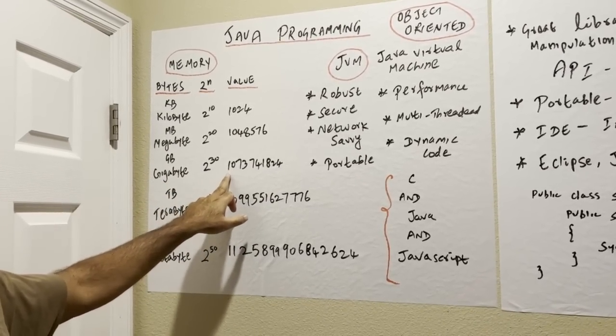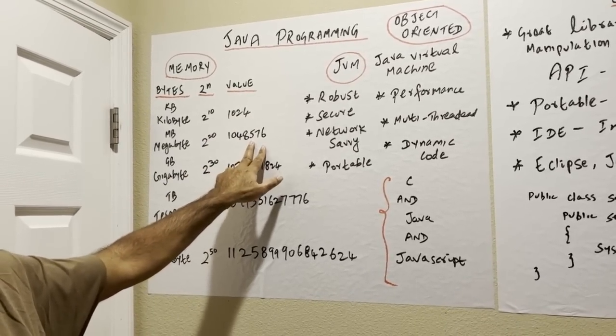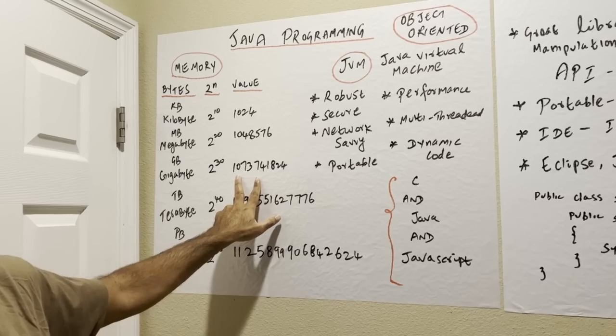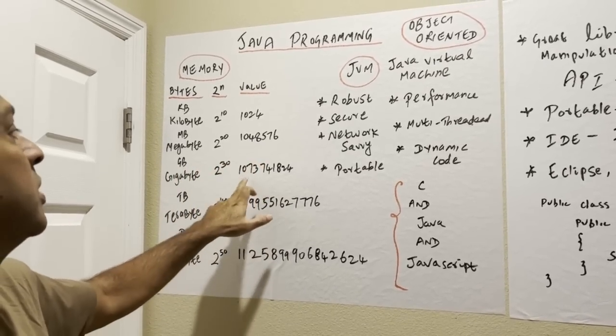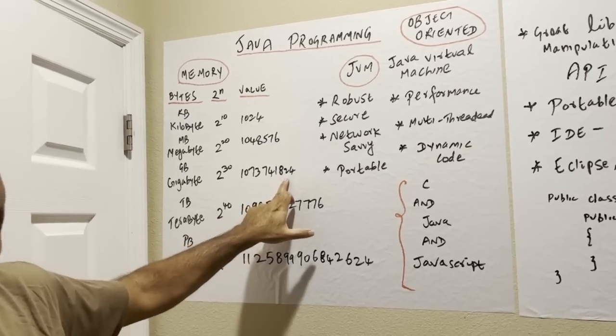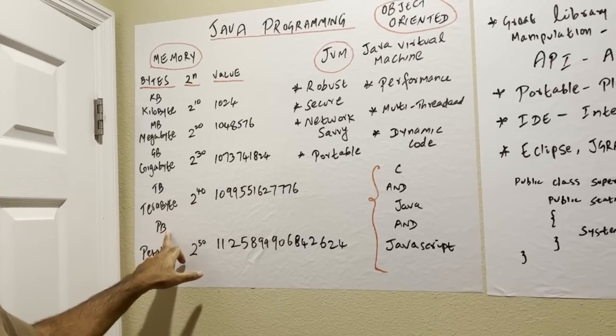If you see 3 digits here, here it will be 6 digits, so add 3 to everything. Here it will be 9 digits, which is 1 billion. 1 gigabyte is about 1 billion, 1073741824.